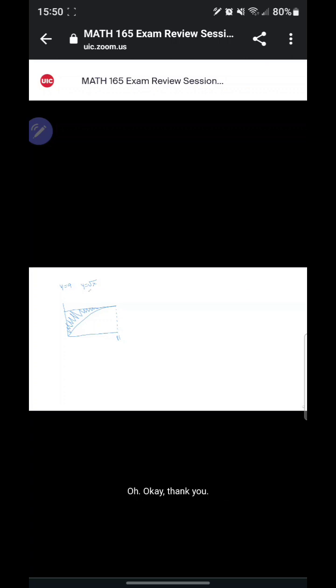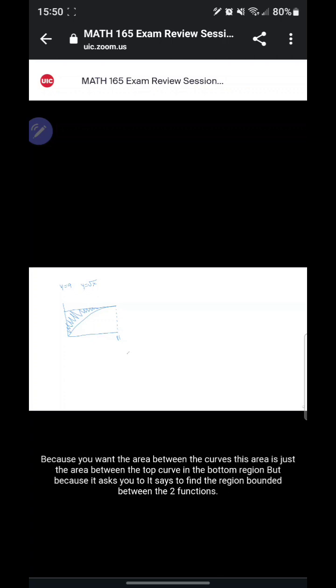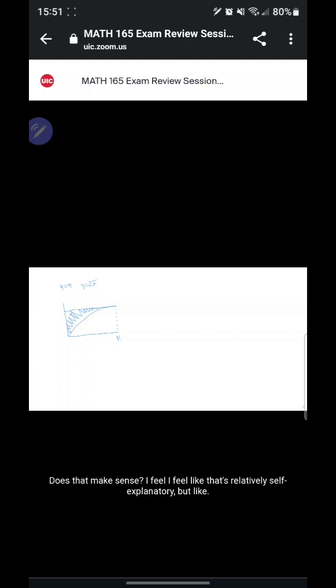Yeah, of course. And then I got a question. What's up? How do you know you have to shade the upper portion, not the bottom portion? Because you want the area between the curves. This area is just the area between the top curve and the bottom region. It says to find the region bounded between the two functions. Does that make sense? You usually will want them to be in between the curves. Okay, cool.